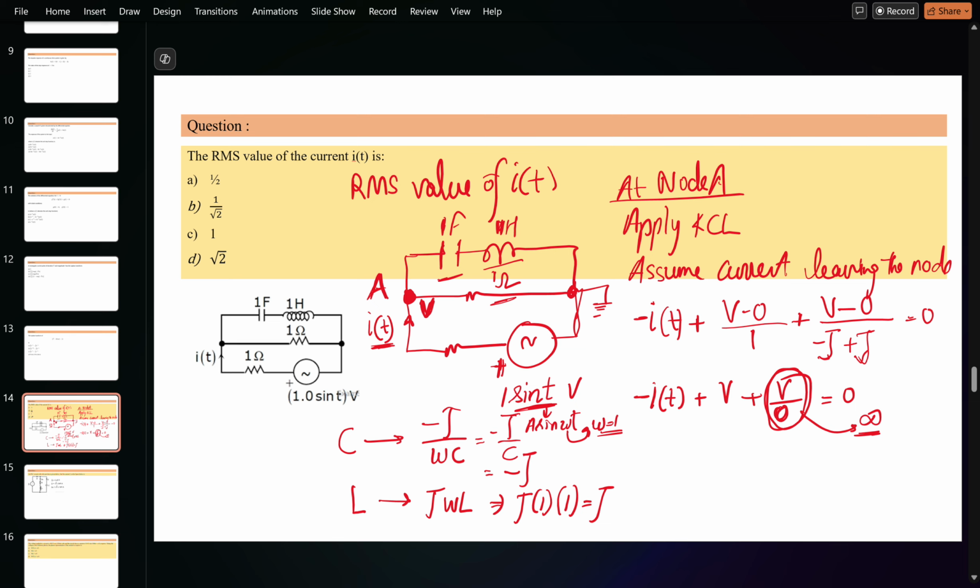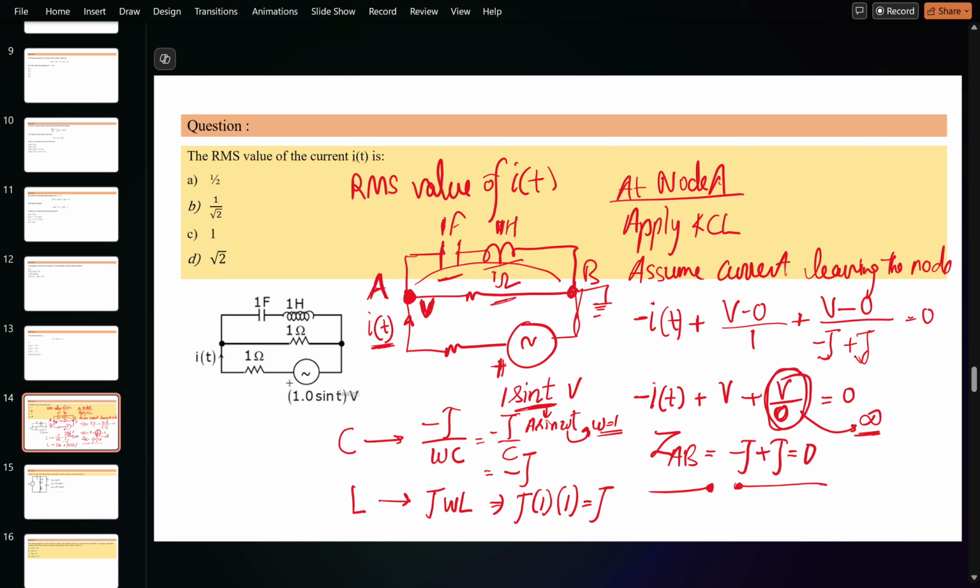So if you see this term, it is actually representing infinity, but current cannot be infinity. Okay, so where is the catch? The catch is the Z value of that node. Suppose this is A, this is B, and this is the line I'm representing as Z_AB. So the impedance, minus j plus j, will become 0. It means that it is actually open circuited.